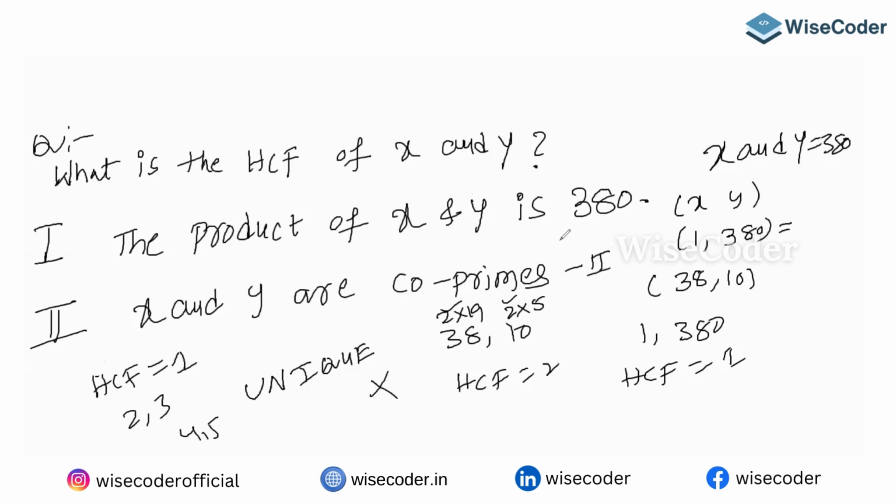Okay, with 2 you can answer your question. So what is the answer here? Choice 2. Why, guys? You can definitely say, you can take any X, any Y, when they are co-primes, their HCF is 1. What do you mean by co-primes? There is only one factor, which is 1.